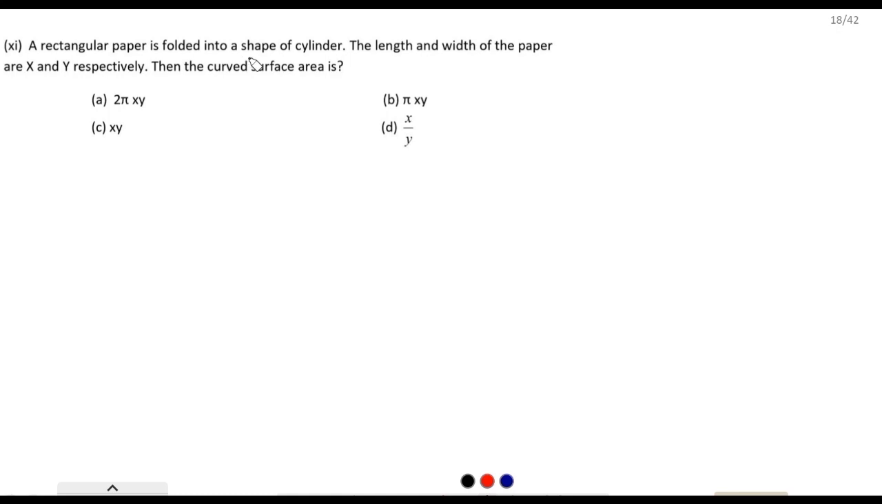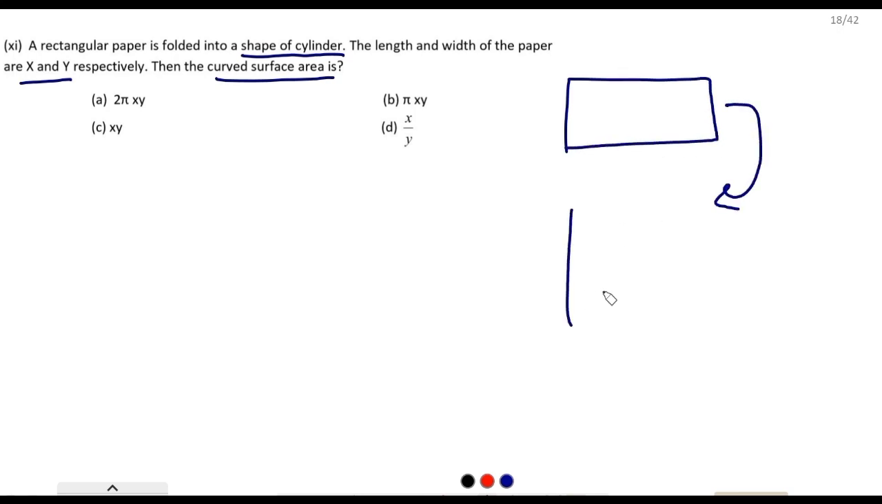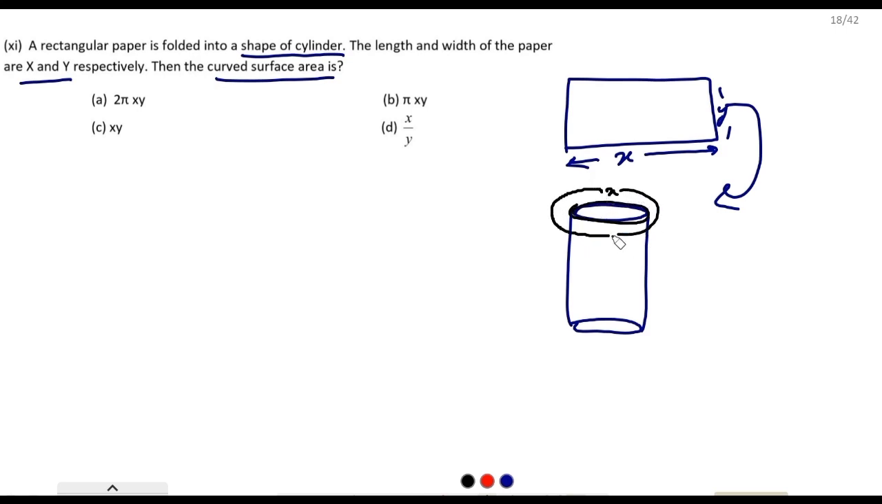A rectangular paper is folded into the shape of a cylinder. The length and width of the paper are given, that is x and y, and we find the curved surface area of the cylinder. If a rectangular paper is folded into the shape of a cylinder, then if we are folding by its length, length x will be the circumference and width y will be the height. If we are folding from the width side, then the circumference will be y and the height will be x. Now the curved surface area will be equal to 2 pi r h, and 2 pi r is the circumference.